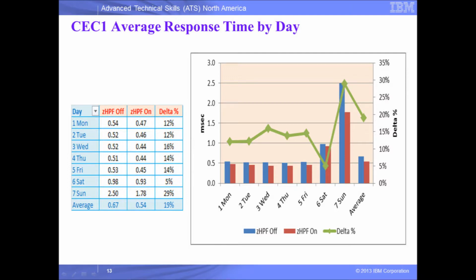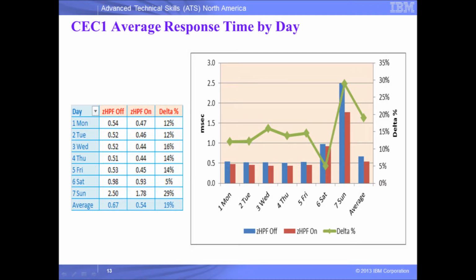The last row shows the summary for the week. It shows that on average, the response time is reduced by 19%. This may not look as significant compared to the 59% channel utilization improvement. But please note that here we are dealing with a sub-millisecond response time. So a 19% improvement is still a very decent accomplishment by zHPF.